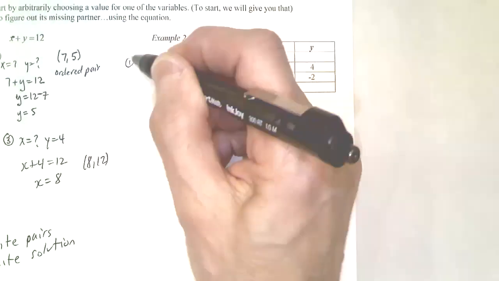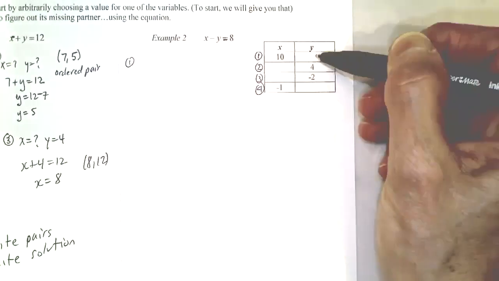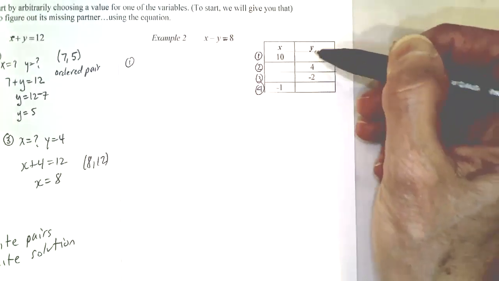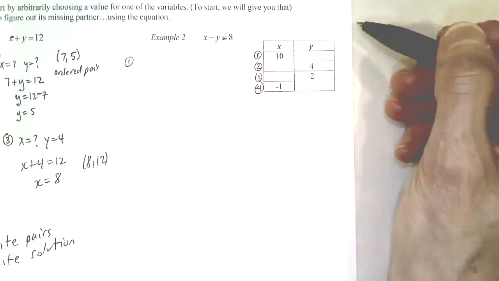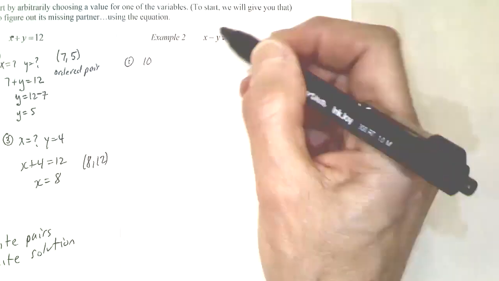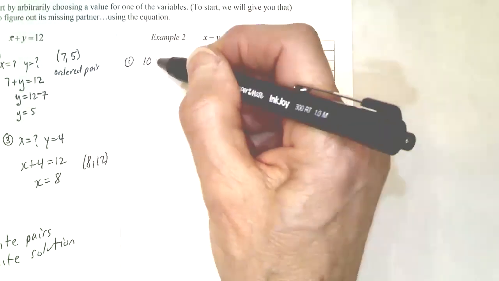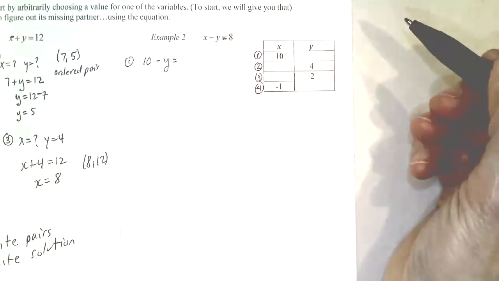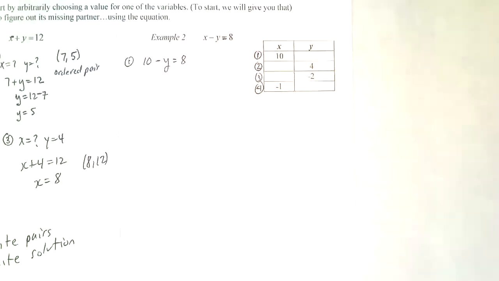So in number 1, they're saying that x is a 10, but what would his partner, the y, be if x was a 10 to make this true? Now, once there's a minus sign, you have to be a lot more careful. You replace the x with a 10, you leave the y as a letter because you don't know what it equals, and you have to carefully solve this.